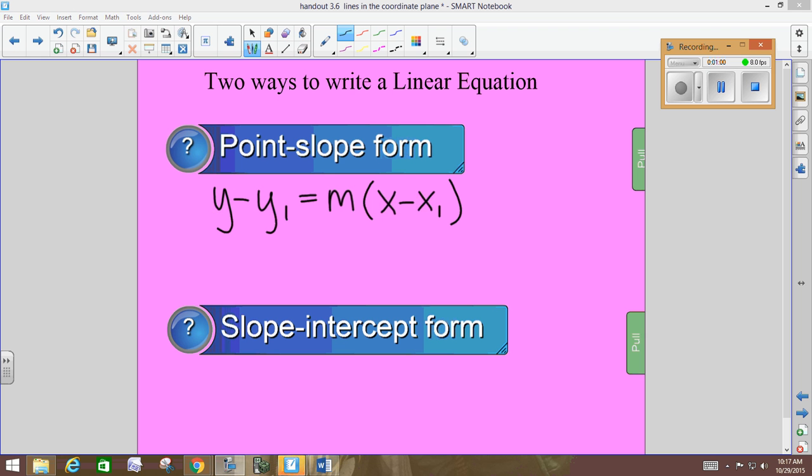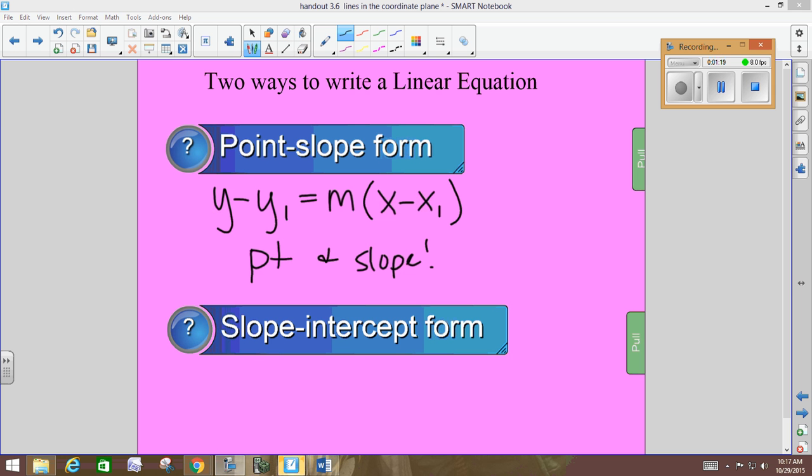You need to know the slope, that's my m, and one point, that's the x1, y1. So you need to know a point, and you need to know the slope of the line. Hence the name of the form, point slope form. You've got to know a point and the slope.